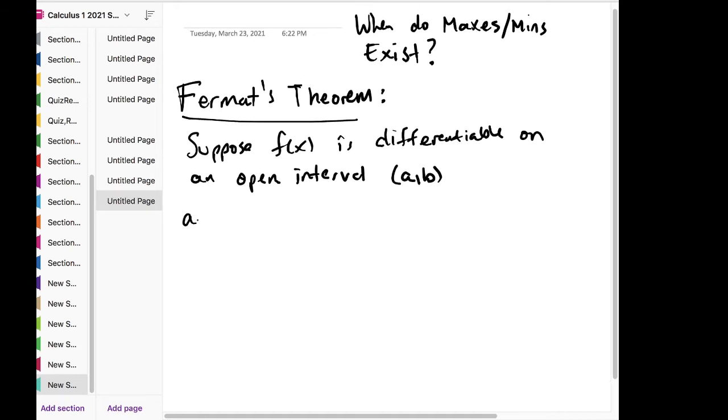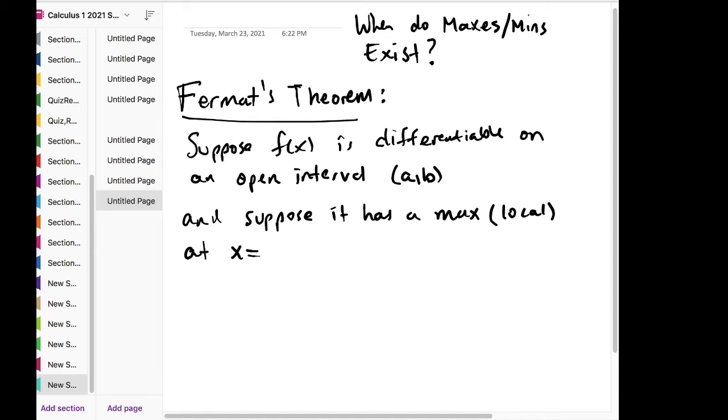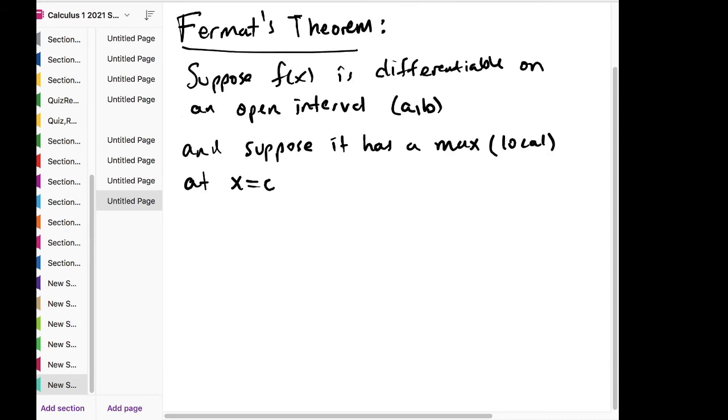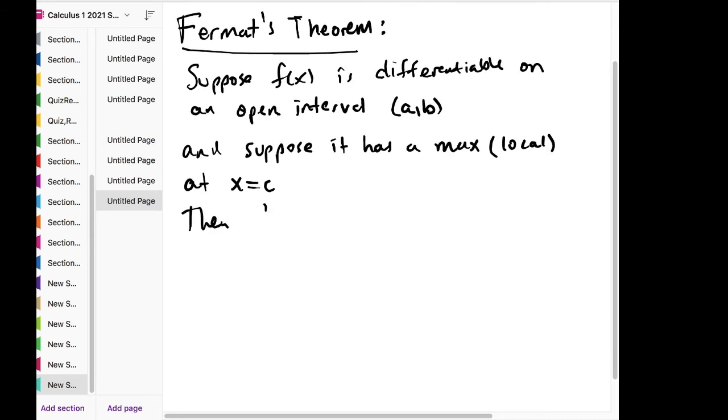And suppose it has a max. This is going to be a local max at x equals c. So the theorem says then f prime of c is, what do you think it would be? Think about functions and their derivatives, and think about all the functions that you can think of with a local max or a local min. Yeah. Then the derivative is 0.